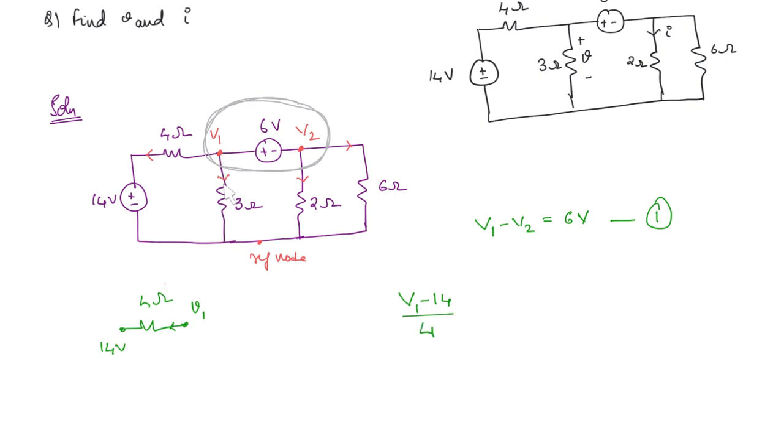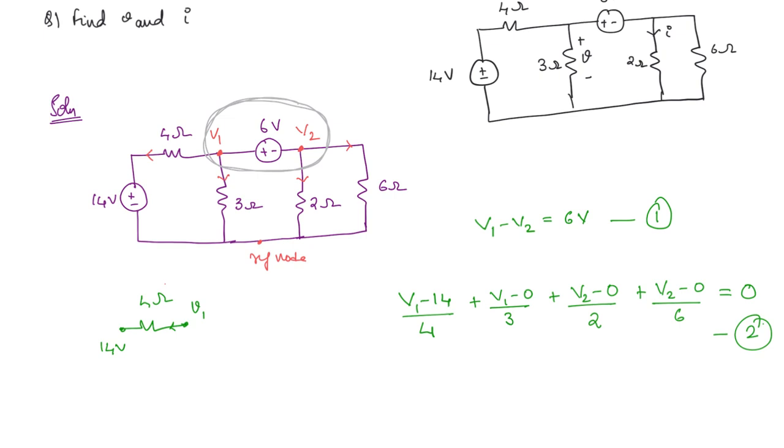Similarly, for the 3 ohm resistance, what will be the value of current? V1 minus 0 divided by 3. For 2 ohms, you can see V2 is the voltage and here it is 0. So we write V2 minus 0 divided by 2. And for 6 ohms, similarly, V2 minus 0 divided by 6. Summing these, this is equal to 0. This is the second equation.